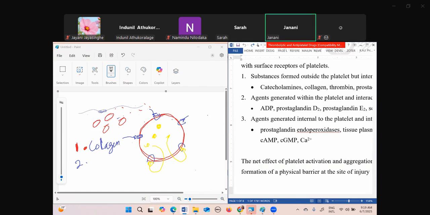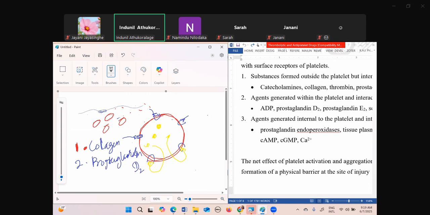Prostaglandin. You have to be specific. Prostaglandin D2 and E2, and also A2. So those are the things that are produced inside and then interact with the membrane receptors.